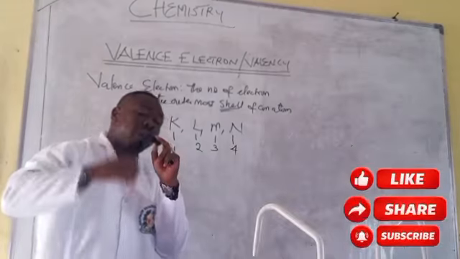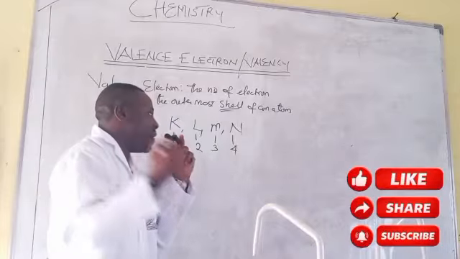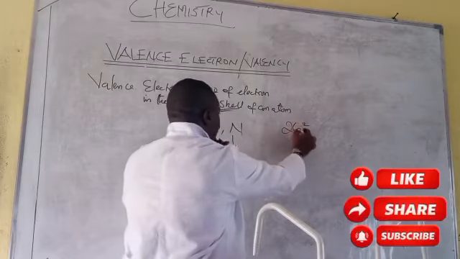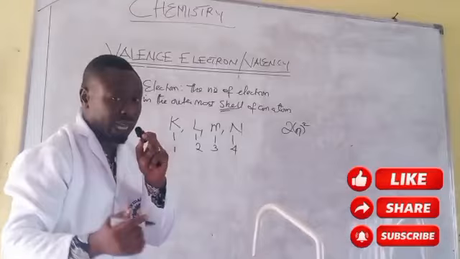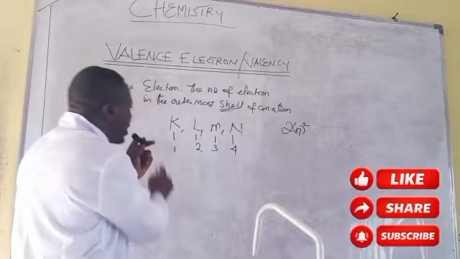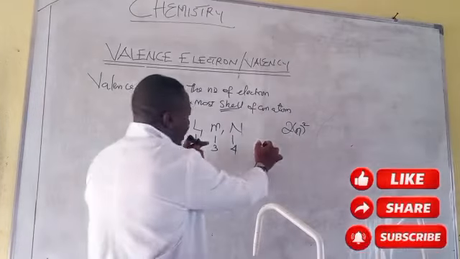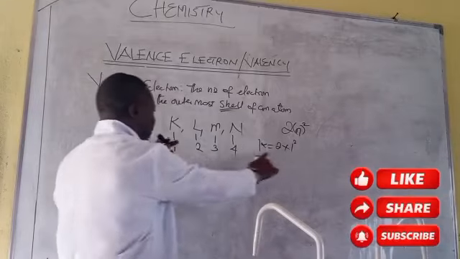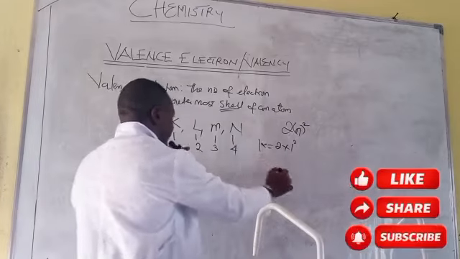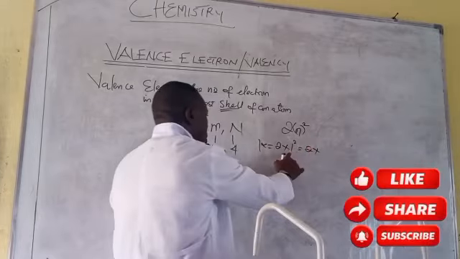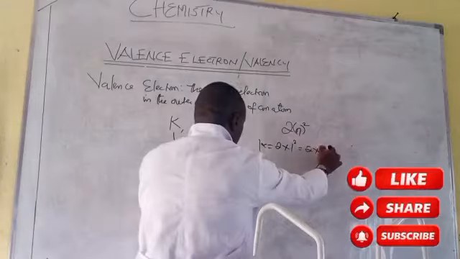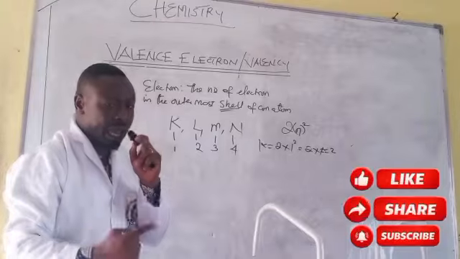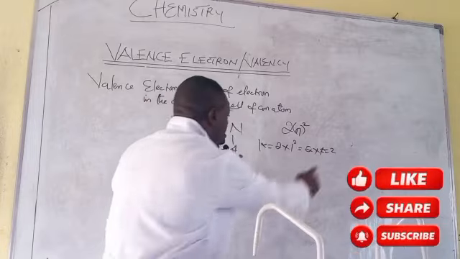For you to know the number of electrons that each shell can carry, we have a formula of 2n squared. Since K is number 1, we say K equals 2 times 1 squared, because K is the first shell and is number 1. So we have 2 times 1 squared, which is 1, equals 2. That means the number of electrons that K can carry is 2.